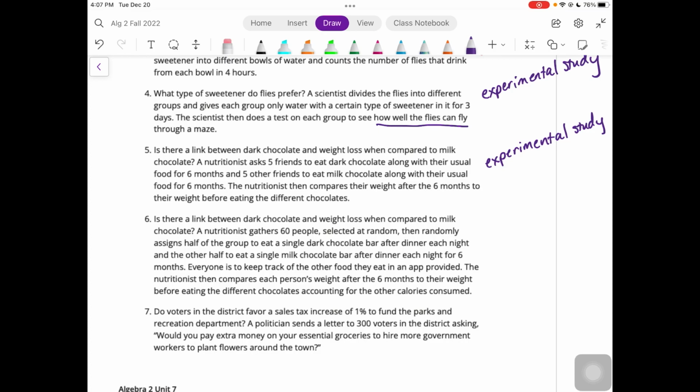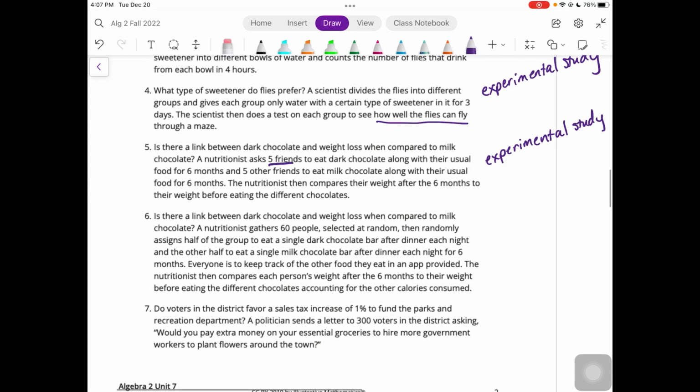Oh, darn. It's not a great design, though, because it addresses the question, but it doesn't really determine whether or not dark chocolate is better or worse than milk chocolate. There aren't that many people in the study. It's really small. There's only 5 friends for each. That's a very small study. We also don't know anything about what their typical diet is, what their typical exercise regimen is. And so there are so many other factors that could be involved here that might affect whether or not they lose weight. So really just looking at the kind of chocolate isn't going to help answer the question.